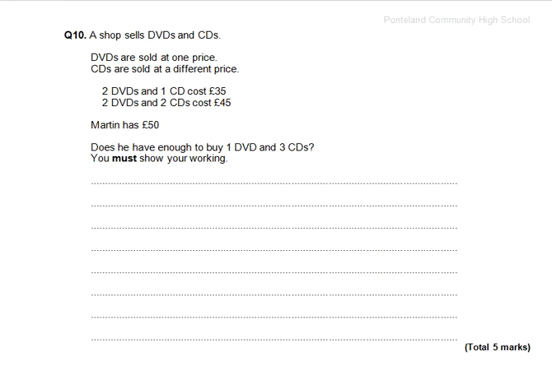Okay, then on to question 10. DVDs are sold at one price, CDs at a different price. 2 DVDs cost 35. You can see the difference between the two purchases is that one CD must cost £10. If I take away 2 DVDs from that price and 2 DVDs from that price, then the only difference is the one CD, which means a CD is £10.